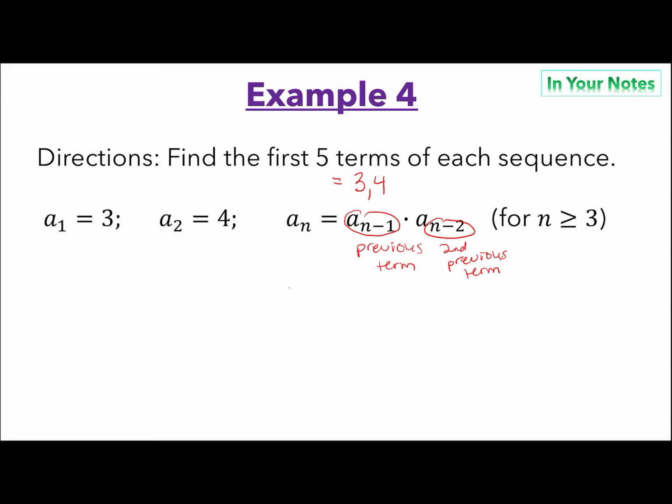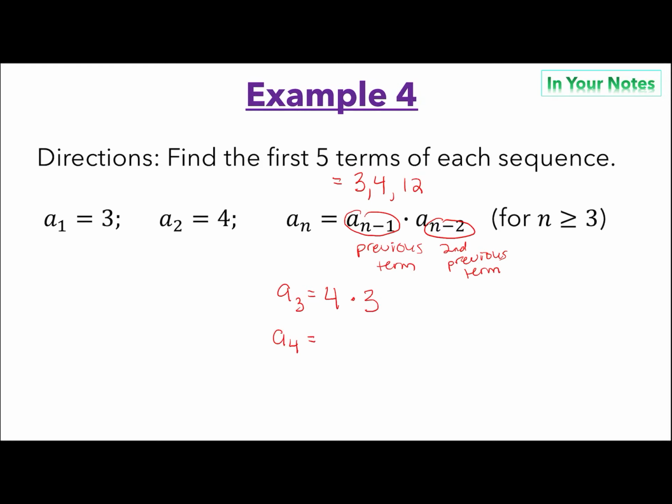Okay, so if I was trying to find a sub, what do we got? 1, 2, we're at 3. We're going to say previous term, which is my first previous term is 4, times the second previous term, so the one before that, which is 3. Well, 4 times 3 is 12, so that's going to be my next term.